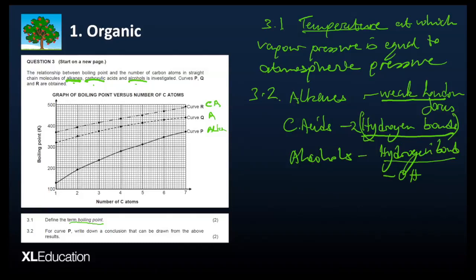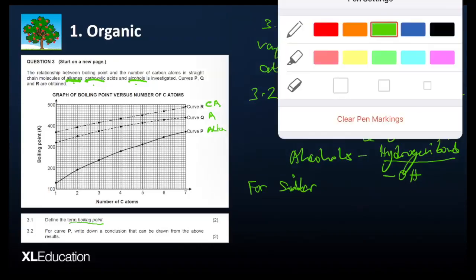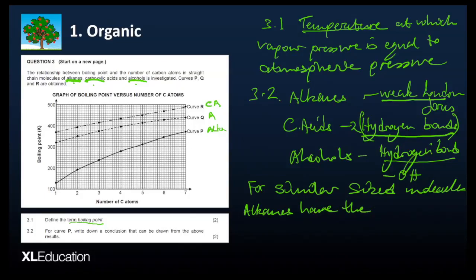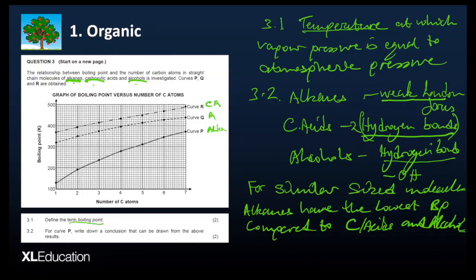For curve P, write down a conclusion that can be drawn from the above results. So our conclusion now is, for similar sized molecules, alkanes have the lowest boiling points compared to carboxylic acids and alcohols. Right. That will be our conclusion.